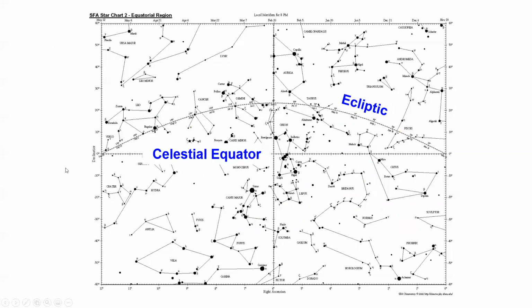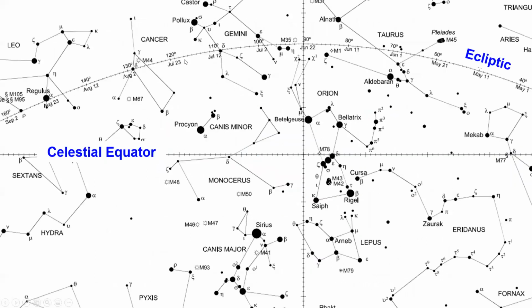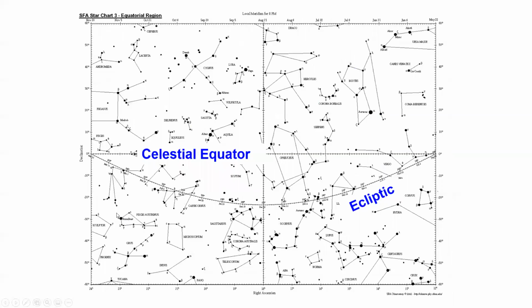Also, each one of these constellations that we see along the ecliptic is called a zodiac constellation, such as Leo, Cancer, Gemini, Taurus, and so forth. So there's 12 of these constellations along the ecliptic called the zodiac constellations.